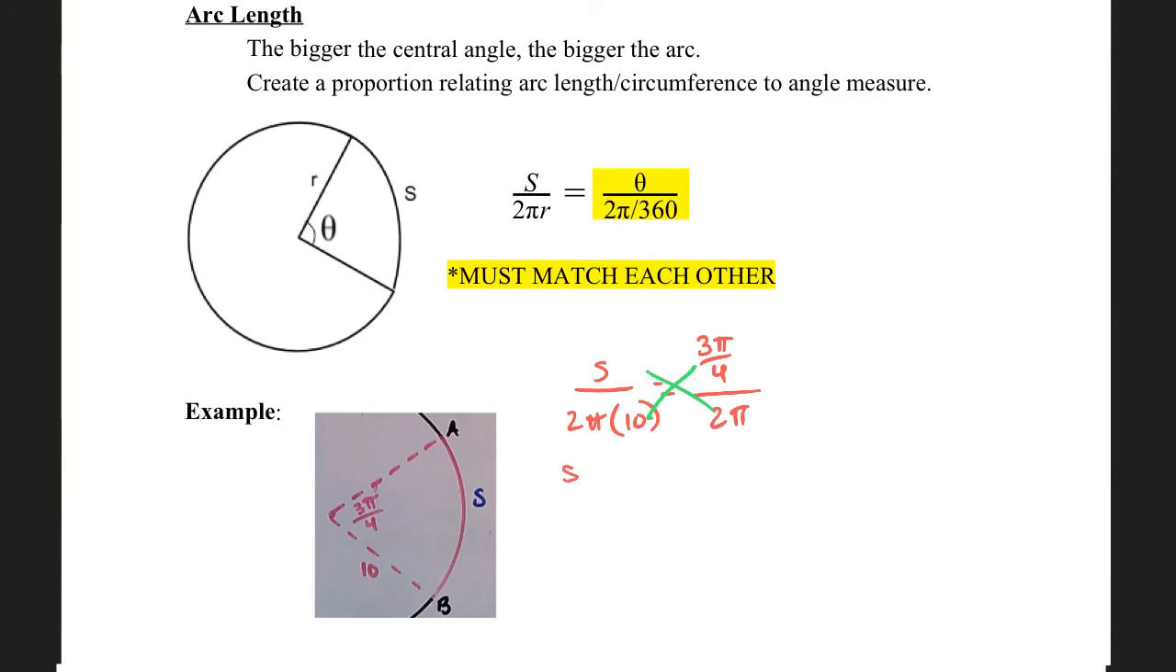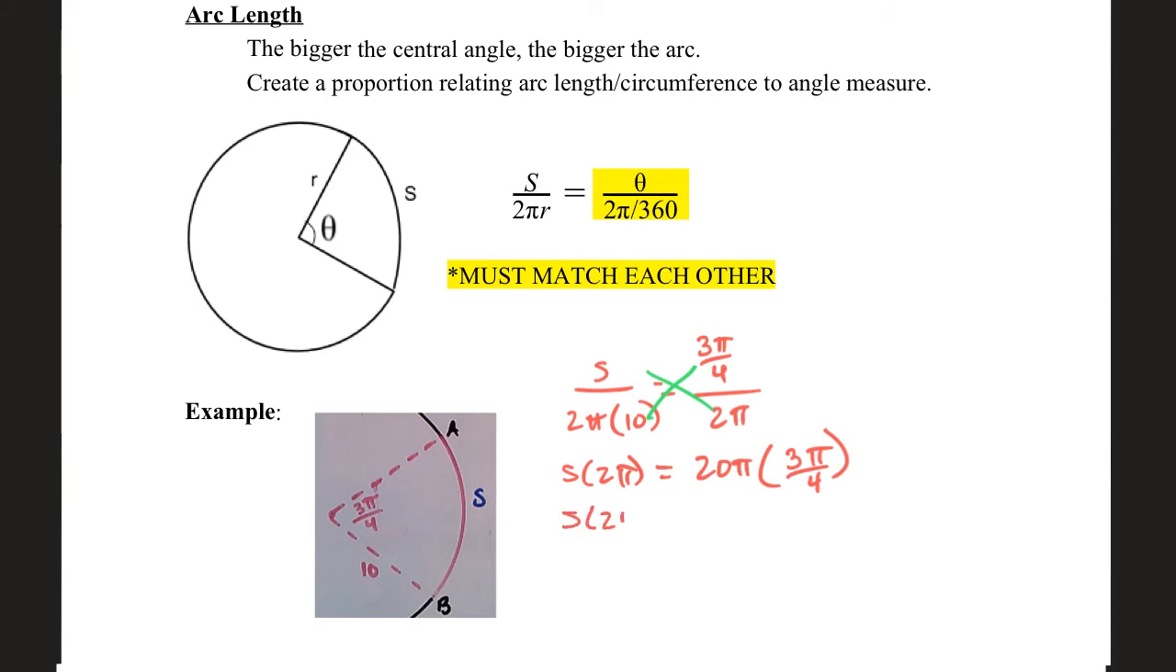So I have S times 2 pi is equal to, I'm going to do the 2 times pi times 10, which is 20 pi. So I'm going to do that, 20 pi, but then I'm going to leave this over here. I'm going to do this in 2 steps so you can see what's happening. So I got this side over here, which is 20 pi times 3 pi over 4 down here. All right, and now I'm going to do the multiplication.